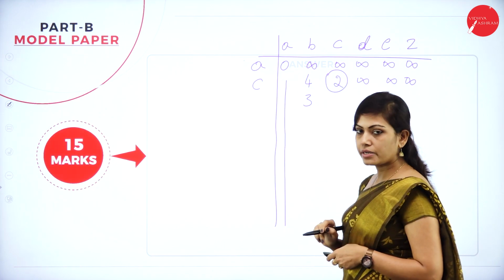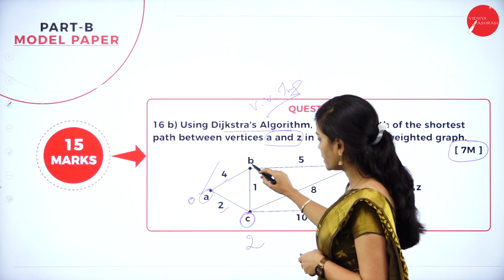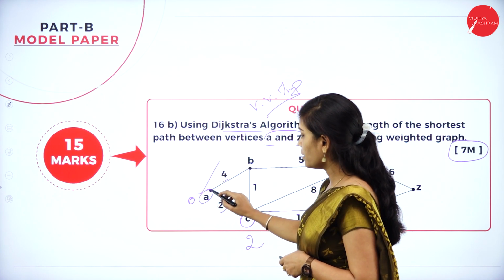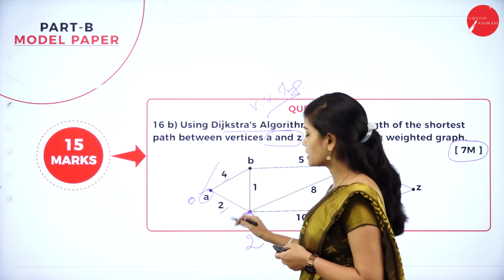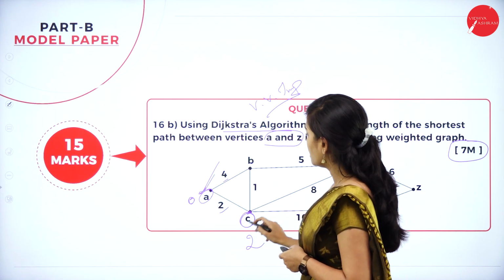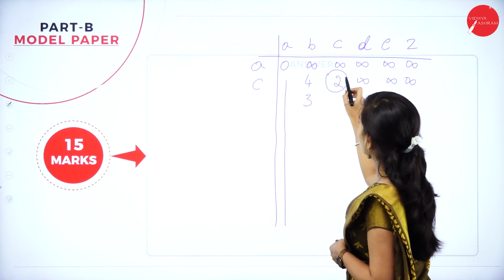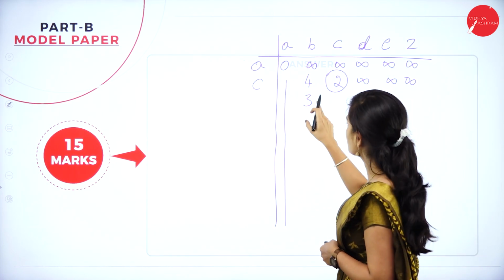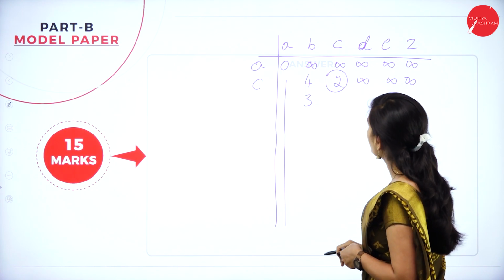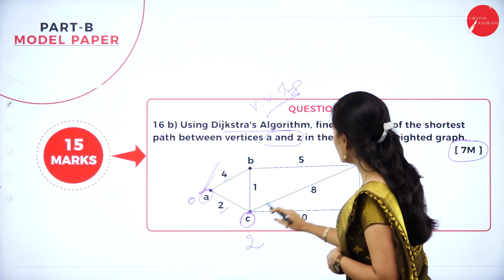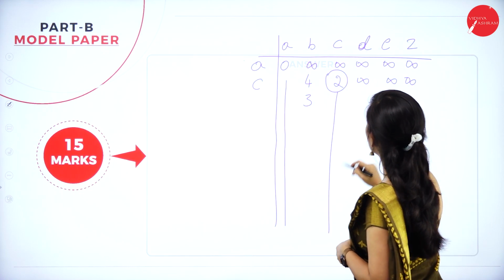I'll repeat. So C path value is 2. C is connected to B. C is connected to A, but because I have already visited path A, I'll not repeat this again. So it's cancelled. So C is connected to B. C to B is 1, which means the path value is 2 plus 1, which is 3. So 3 is the least value compared to 4. So I have written 3. And next is C to D, which is 8. So 2 plus 8 is equal to 10.